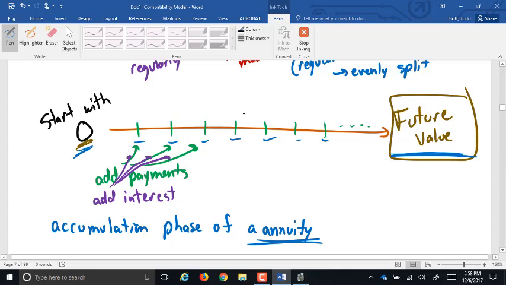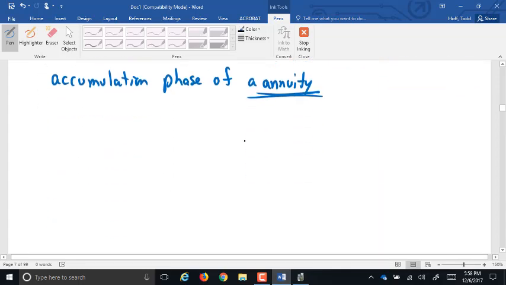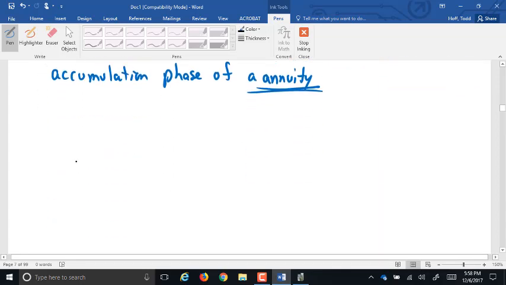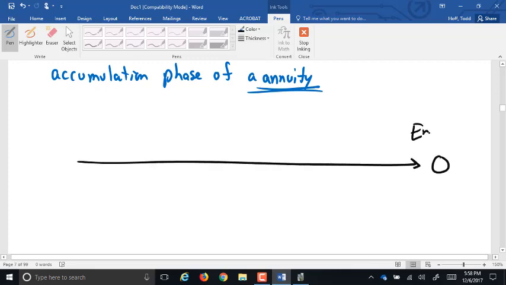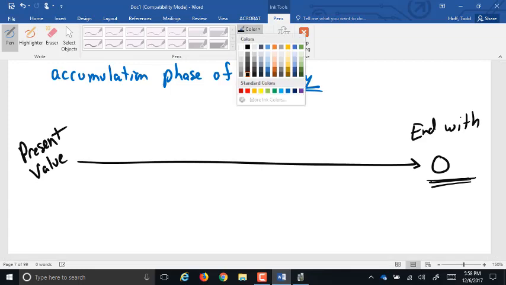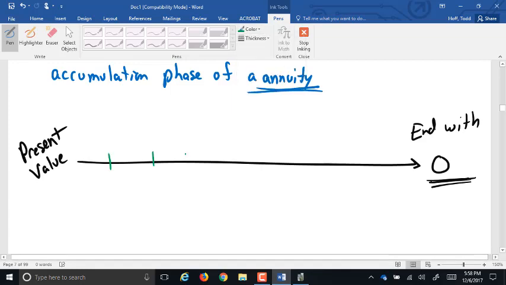The opposite side of this, of course, is ending at $0. And of course, we start with a lump sum present value. And in between there, same thing happens.